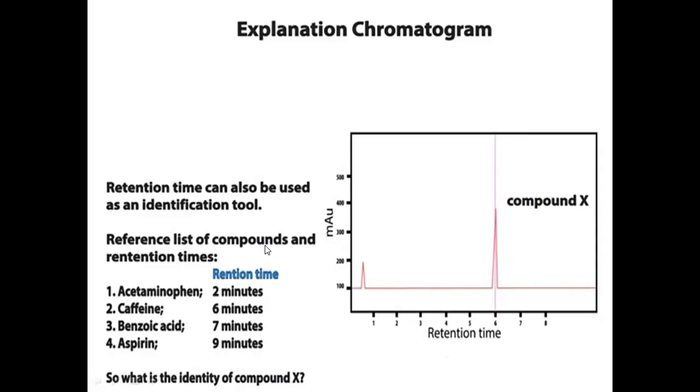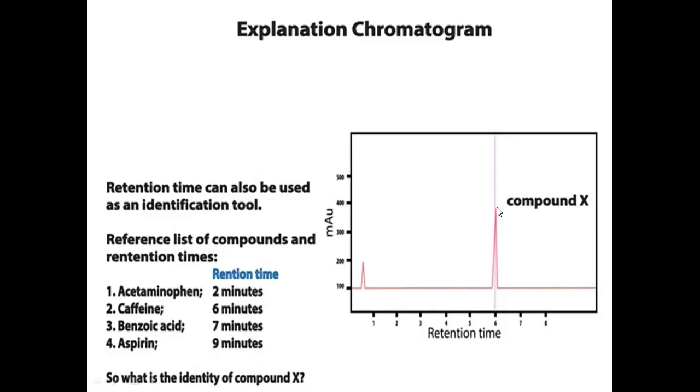So there is a reference list of compounds and retention times. You can see here, suppose acetaminophen is what you are expecting in your given sample mixture. Its retention time should be 2 minutes. If the peak comes near about here, you can conclude that in your given sample mixture there is acetaminophen. Caffeine, 6 minutes.